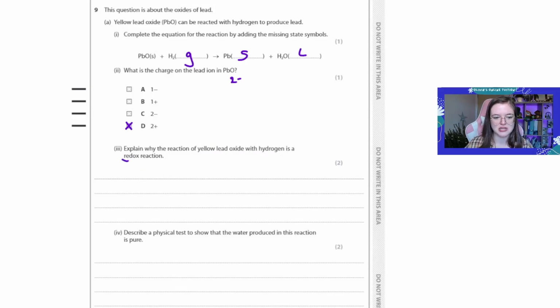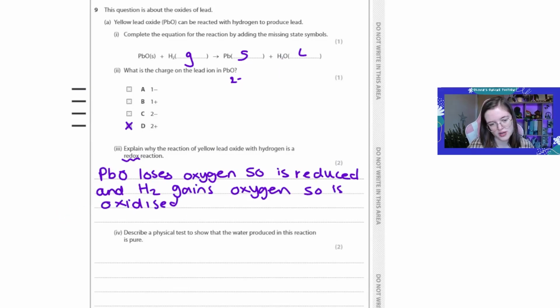And then explain why the reaction of yellow lead oxide with hydrogen is a redox reaction. Okay, then redox is reduction and oxidation happening at the same time. So if we think about what's happening here, lead oxide is losing oxygen, so that's being reduced, and the hydrogen is gaining oxygen, therefore it has been oxidized. So let's write that out. And there we are. So lead oxide loses oxygen, so it's reduced, and hydrogen gains oxygen, so it's oxidized.